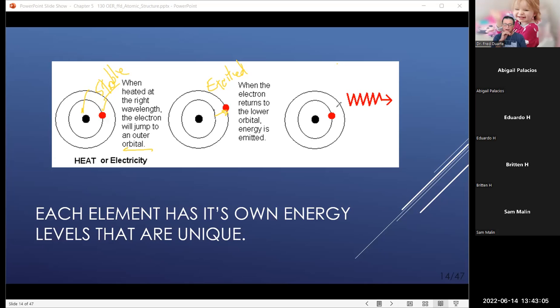And when it does that, that distance represents a specific amount of energy that it will emit, either as light or heat. And that's what happens to the water molecules in your popcorn. They get excited by the electromagnetic radiation, okay? And then they emit that energy as heat.